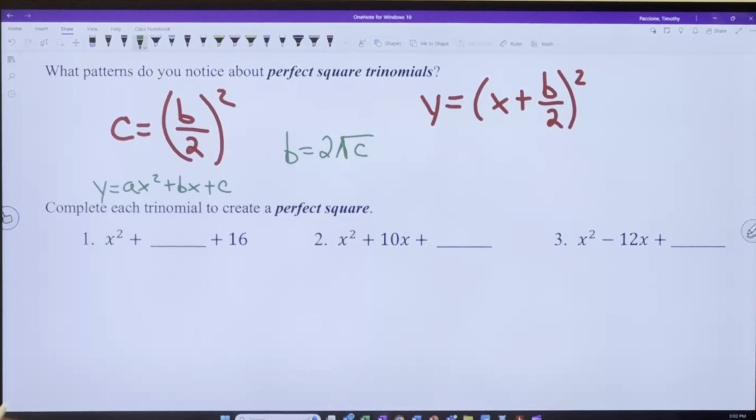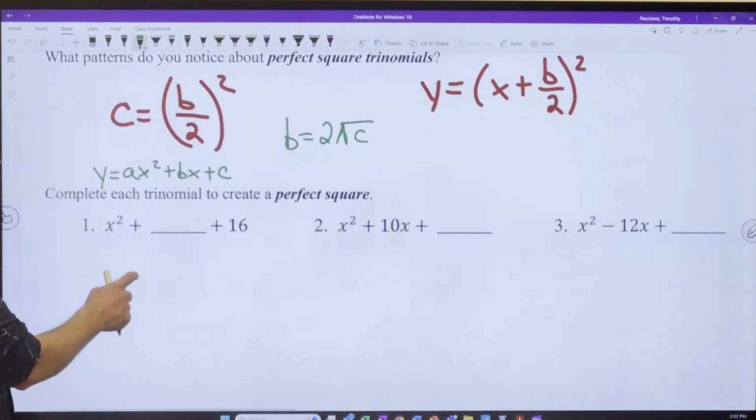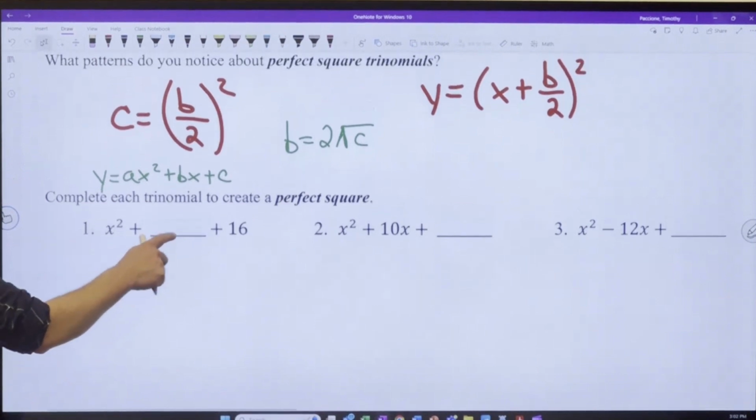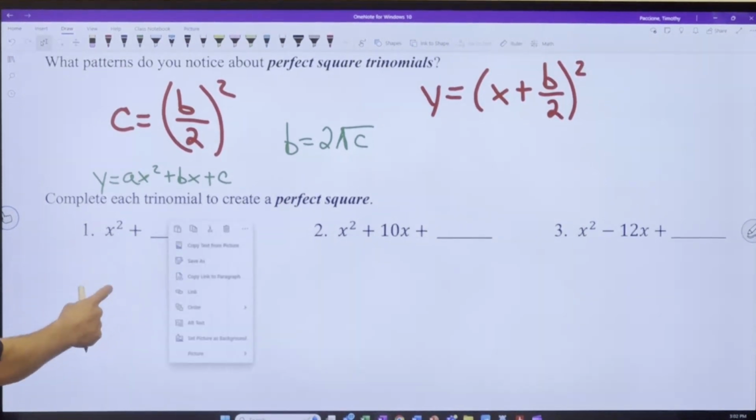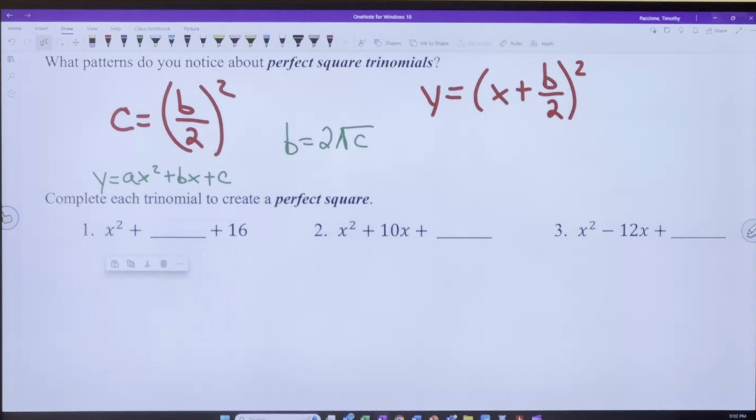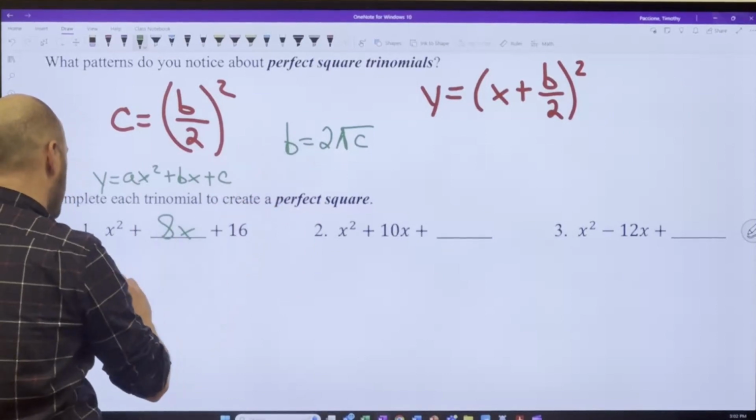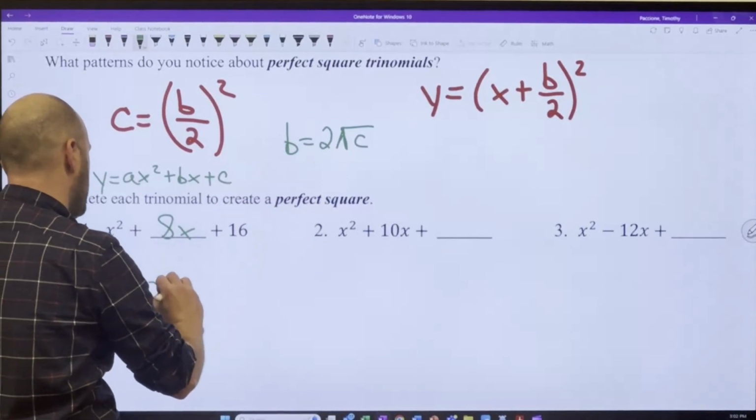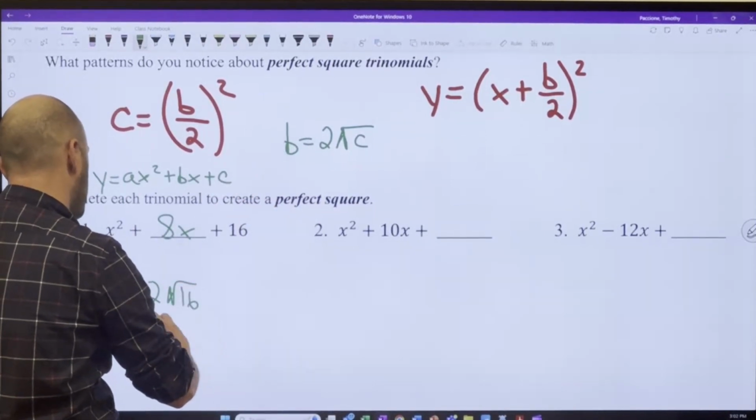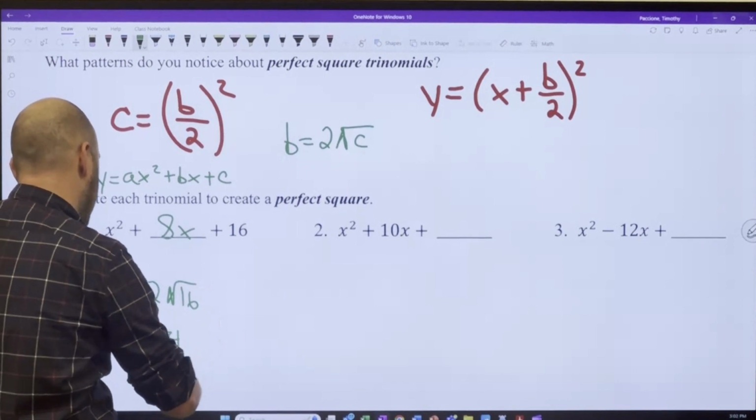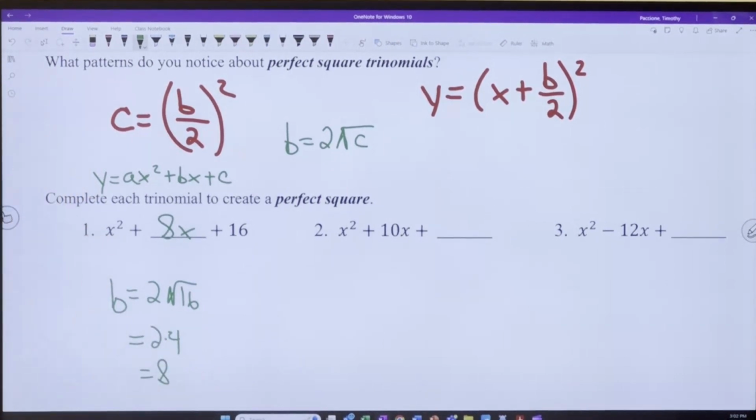Now, this is a fancy looking formula, but usually you can do it in your head. Right? If you think about it this way, in this one we're trying to find b. Well, it's 2 times the square root of c. What's the square root of 16? 4. What's 2 times that? 8. So this is 8x. Now, you could write it out. You say b equals 2 times the square root of 16. That's 2 times 4. That's 8. But if you get good at these, you can usually do them in your head.